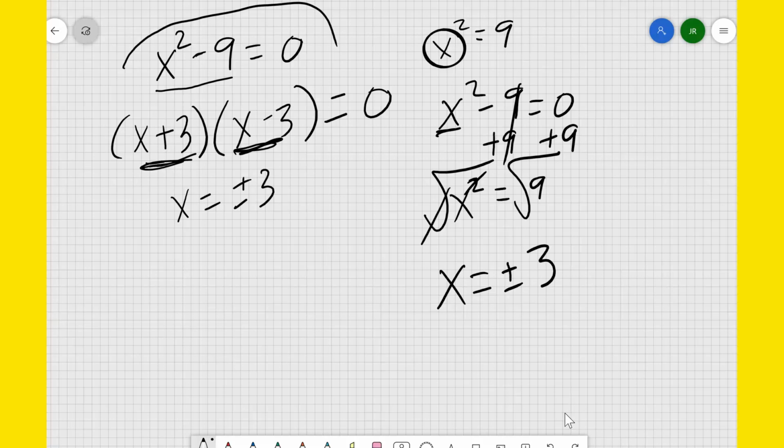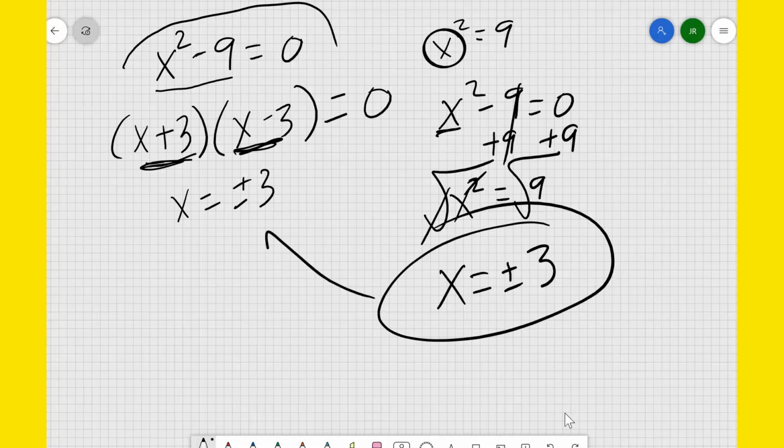So the square root of 9 is 3. The principal square root of 9 is 3. But whenever we take the square root of both sides of an equation, we have to put plus or minus in front of that result to get the full answer. So x equals plus or minus 3 is the answer. And it's the same thing I got when I used factoring.